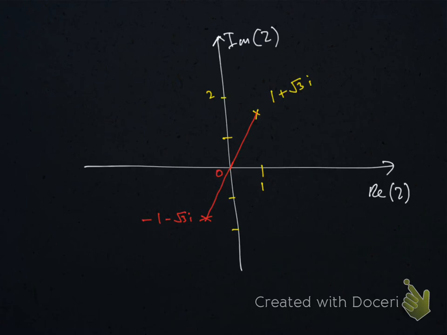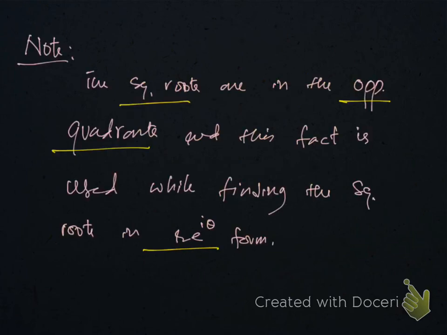We have to show the square roots on the Argand diagram. So this is the first square root and this is the second square root. Now this is very important. If you observe the second root, if the first root is in the first quadrant, then the second root must be in the opposite quadrant, meaning in the third quadrant here. If the first root is in the fourth quadrant, then the second root must be in the opposite quadrant. The opposite quadrant of fourth is second. So remember this thing, that I have mentioned here. The square roots are in opposite quadrants, and this fact is used while finding the square roots in r e^(iθ) form.